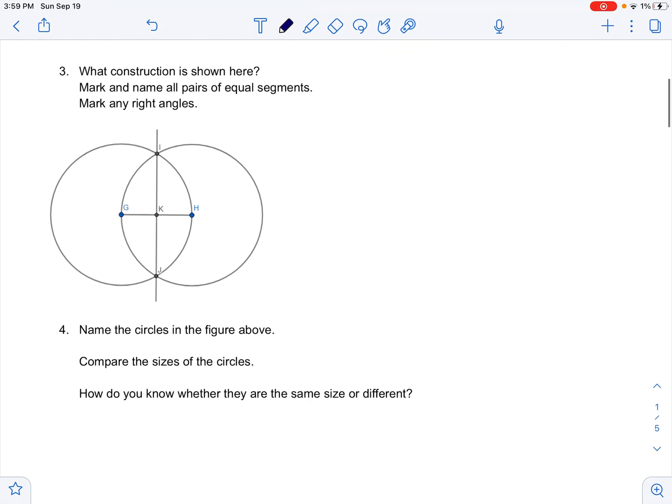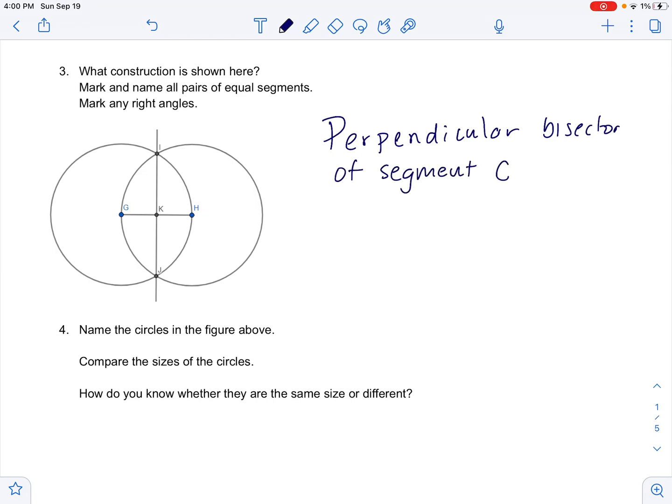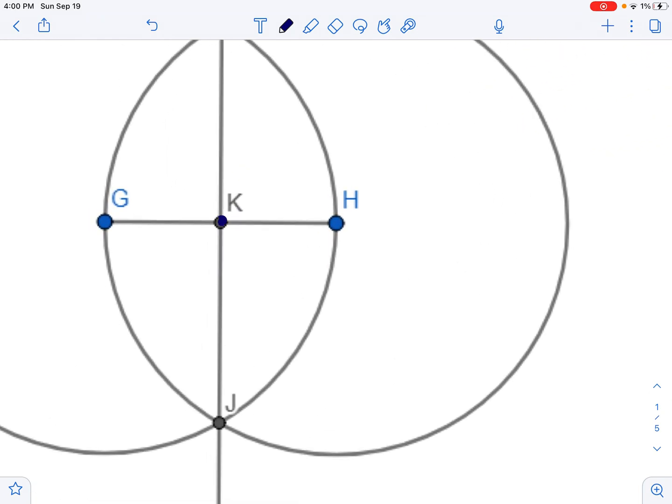All right, let's move on to question 3. What construction is shown here? Mark and name all pairs of equal segments. So this is a construction of a perpendicular bisector of segment GH. So when we have a perpendicular bisector of GH, K is a midpoint.